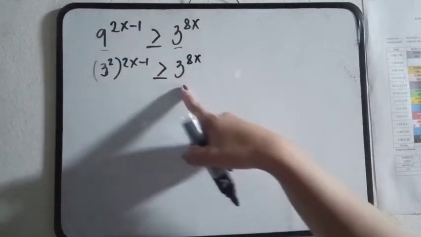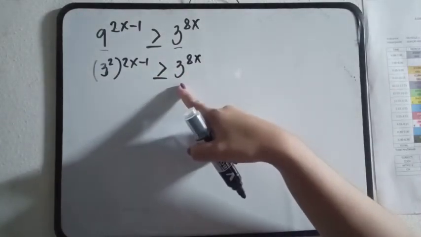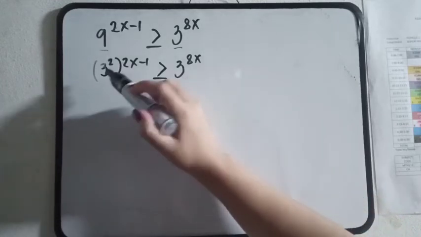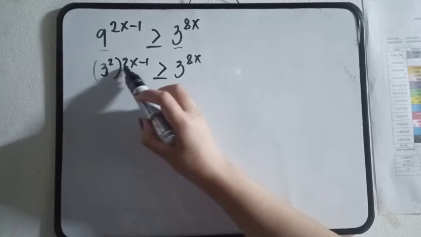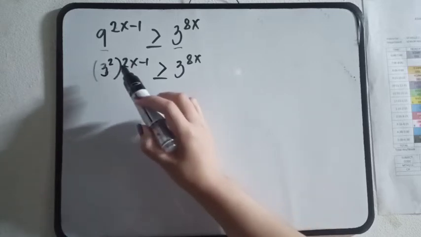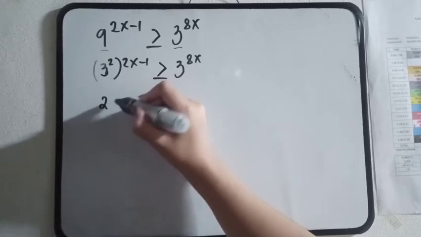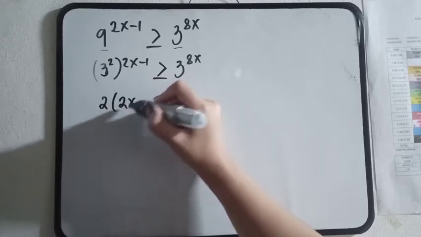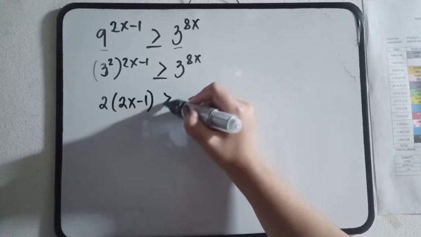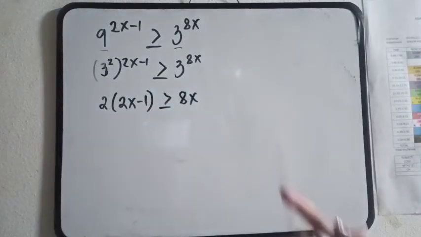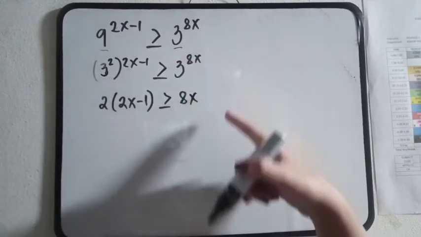So ngayon, pareho na sila ng base. Kunin na lang natin yung exponent. Dito, meron na tayong isa pang exponent dito sa labas. So ang gagawin mo dyan, i-multiply. Bring down natin yung dalawa. So 2 times 2x minus 1 is greater than or equal to 8x. So binaba lang natin lahat ng exponent.